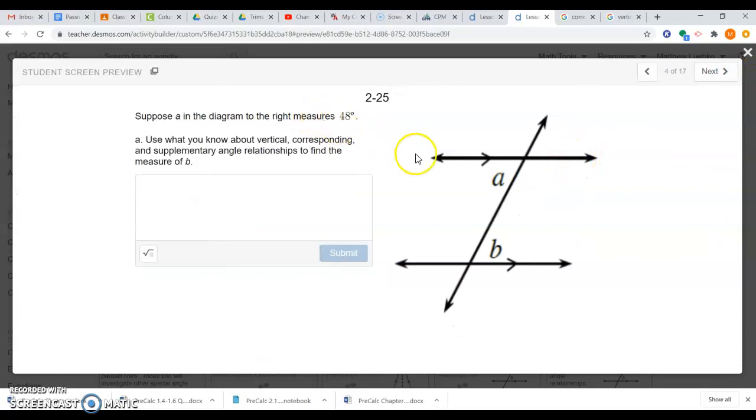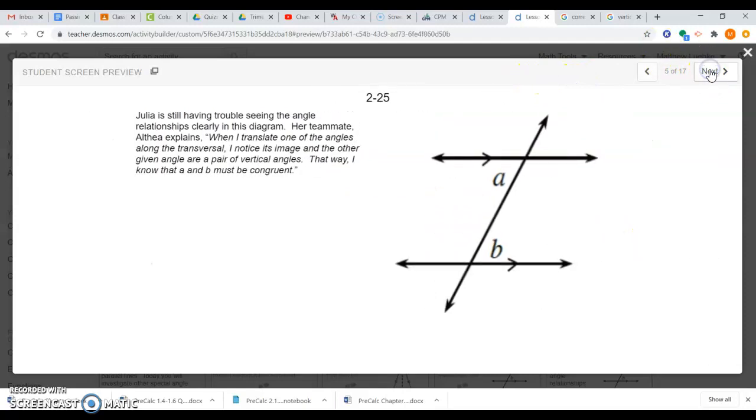Here we get into this idea where we get parallel lines cut by a transversal. You know about vertical angles and corresponding and supplementary. So can we find B if we know A is 48? Okay, and the way I like to think about it is like, well, B is corresponding to some angle up here, and then you can use vertical angles to figure out just what it's going to be. Okay, so do what you can, figure out what B would be.